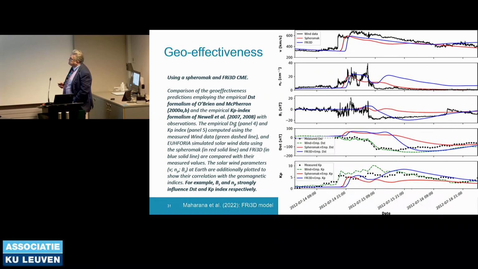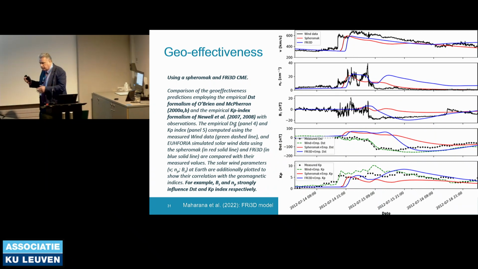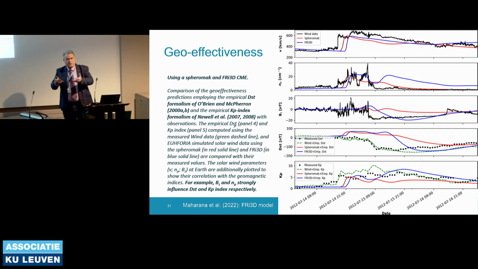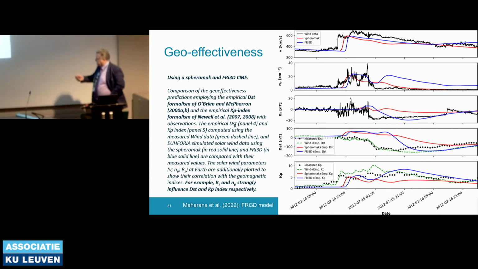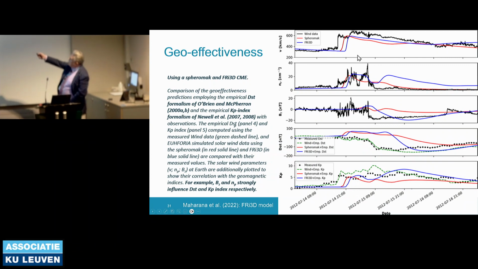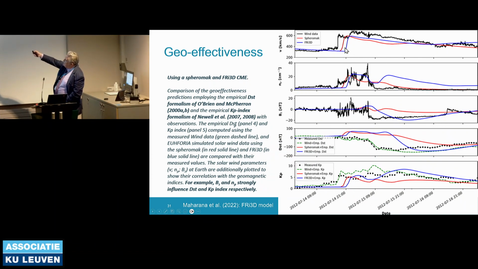Here, for instance, you see the comparison. Well, a simpler model is a spheromak, just a sphere with an internal magnetic field. And here you see a comparison between a spheromak model and the FRi3D. So in black is again the measurement at L1. In red is the prediction of a spheromak CME, and in blue is the prediction with a FRi3D CME. Here you see the velocity. The FRi3D arrived a bit too late because we don't know how to put the parameters correctly yet. We're trying to improve it. The density is more or less okay. The BZ component is much better with the FRi3D CME.